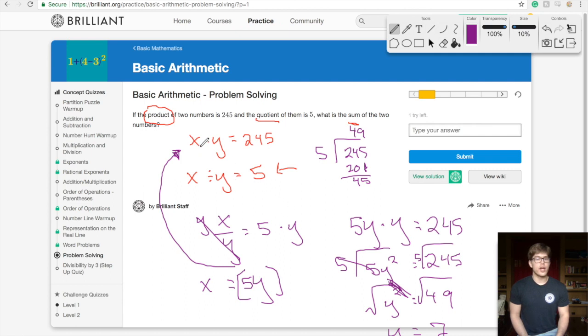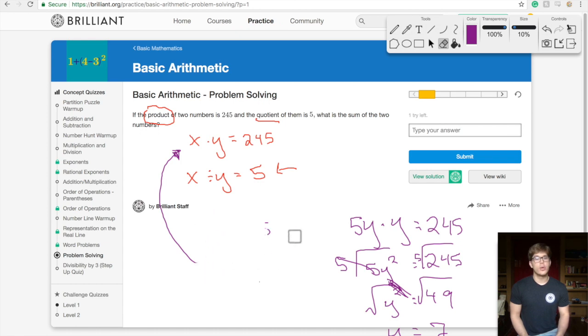And so what will our x equal? Well, now we can plug in the number 7 back into our equation and solve for x. So what is our first equation saying? Well, it says x times y. Well, we just found out that y is 7. x times 7 equals 245. So to solve for x, we can divide both sides by 7. These 7's will cancel, and we're left with x equals 245 over 7.